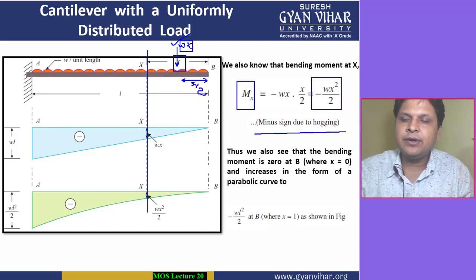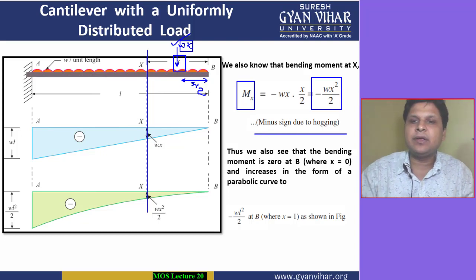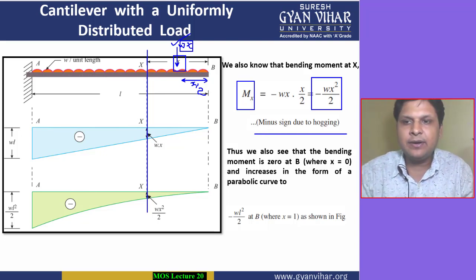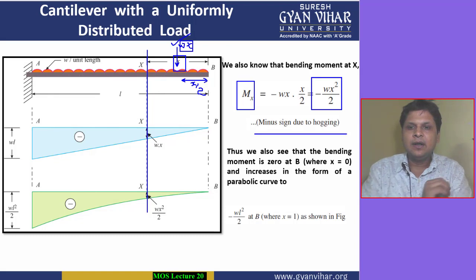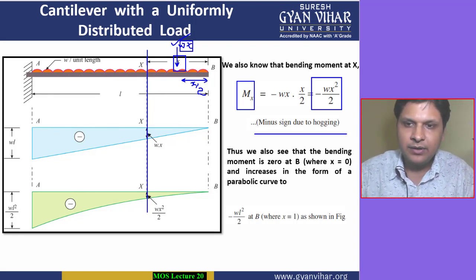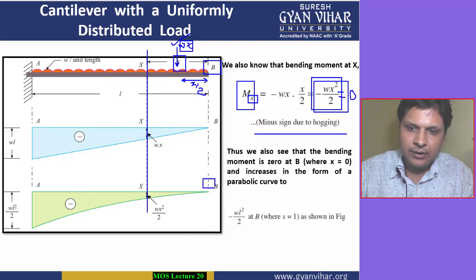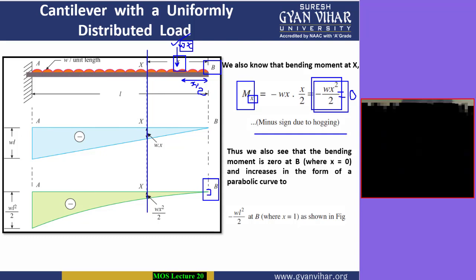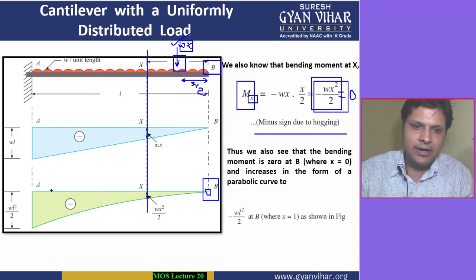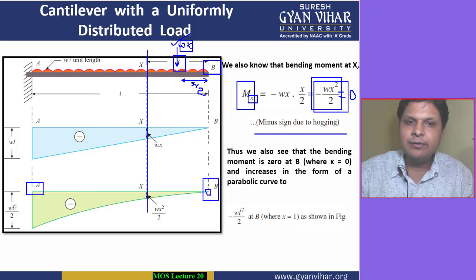Minus, as I have told you, represents hogging. Sagging is the positive bending moment and hogging is the negative bending moment. Now if we put the value of x, as you move to point B, the value of x is 0, so you will get the bending moment value also. Put the value of x equal to 0, so you will get the bending moment equal to 0 at point B. So at B you are having 0 bending moment, and at A, what will be the value?